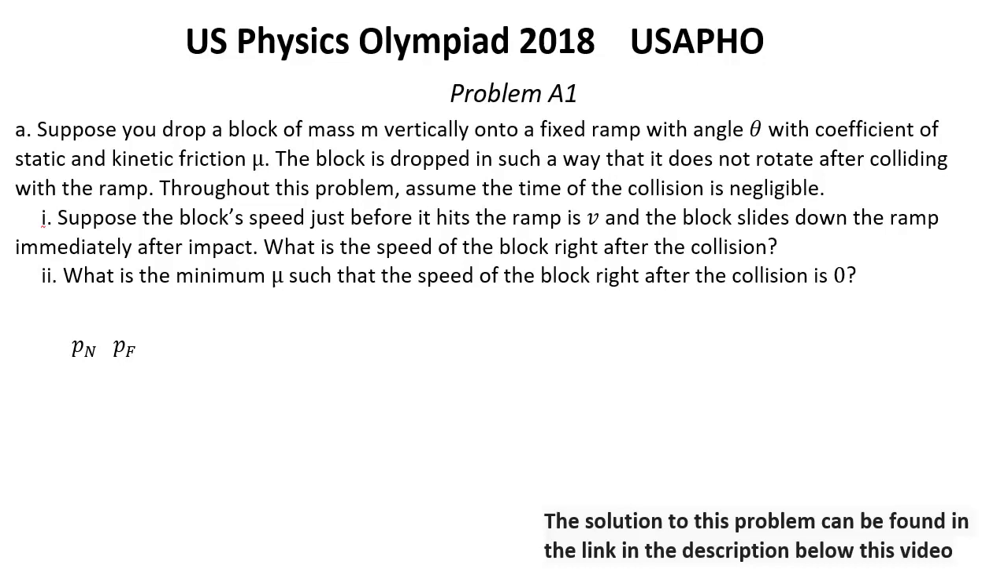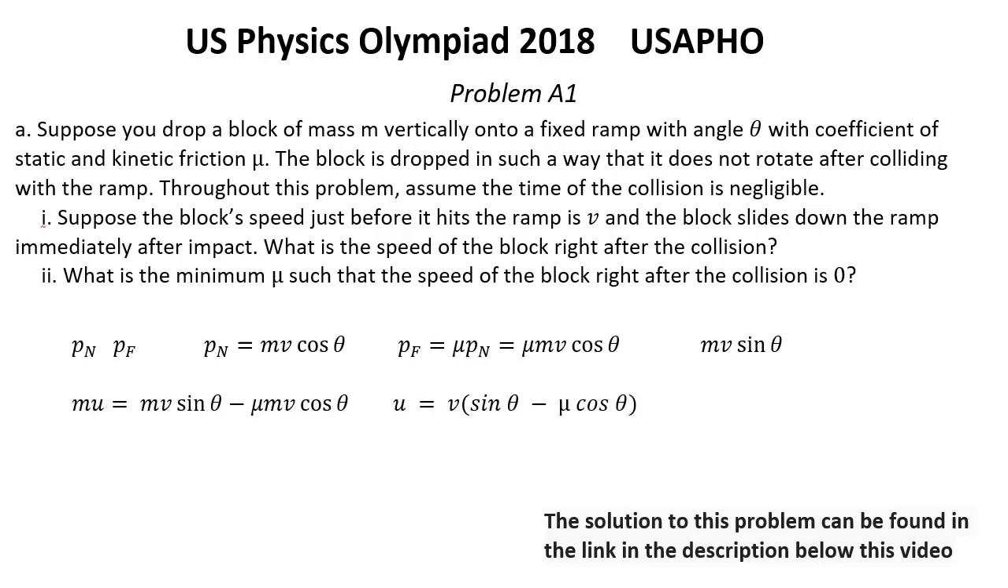Then the normal force must completely eliminate the block's initial momentum perpendicular to the ramp. So we have Pn equal mv cosine theta. Since the block still moves after the collision, we have Pf equal mu Pn, or mu mv cosine theta. The block's initial momentum parallel to the ramp is mv sine theta. So we have mu equal mv sine theta minus mu mv cosine theta, or velocity equal v multiplied by sine theta minus mu cosine theta.